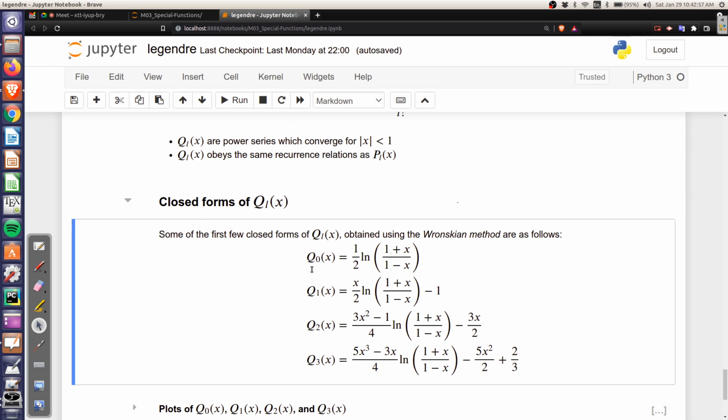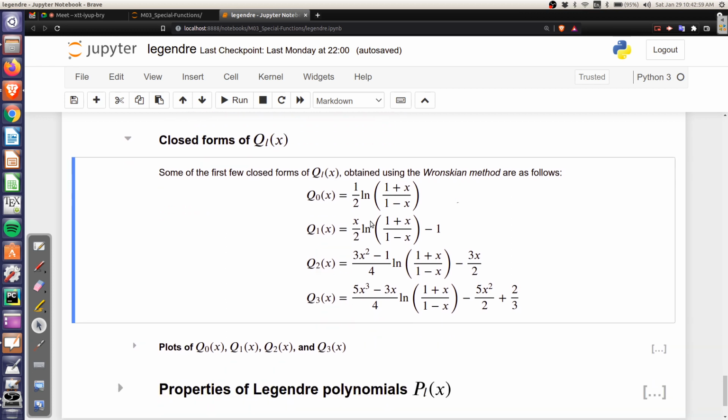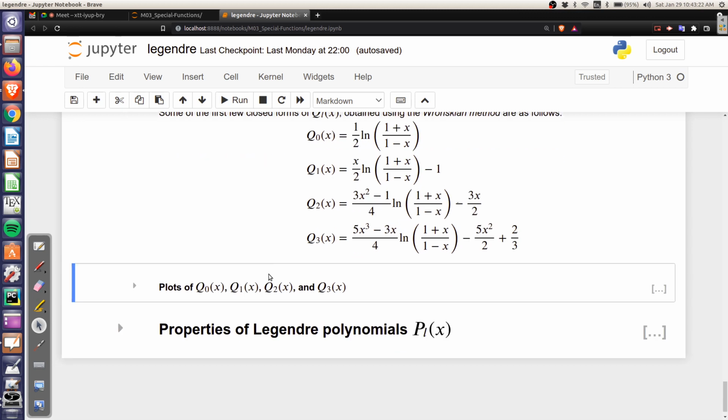So for L equal to 0, we have Q naught, and it takes this form. Now you see it's a logarithmic function, right? And we know that a logarithmic function has a power series expansion. So if you expand this as a power series, you will get Q0. If you expand this as a power series, you'll get Q1. If you expand this as a power series, you'll get Q2 and so on. So this is the closed form of Q_L, and I have plotted Q0, Q1, Q2 and Q3.